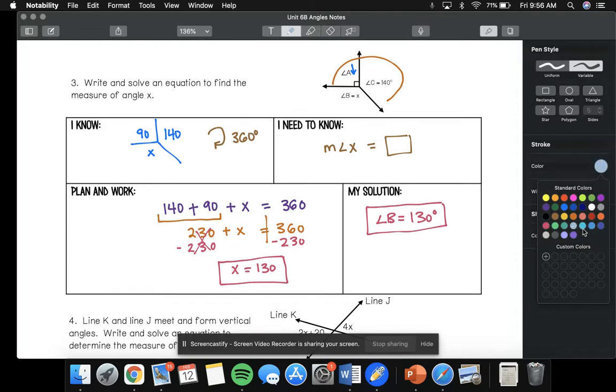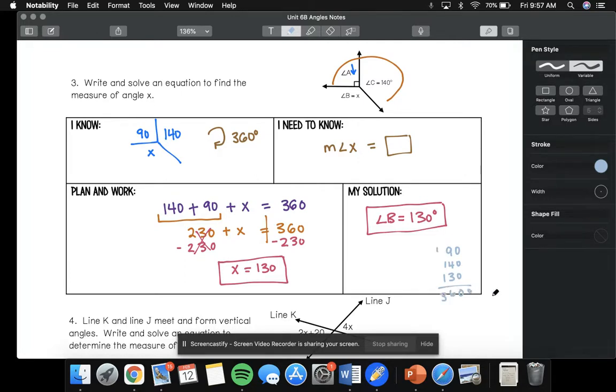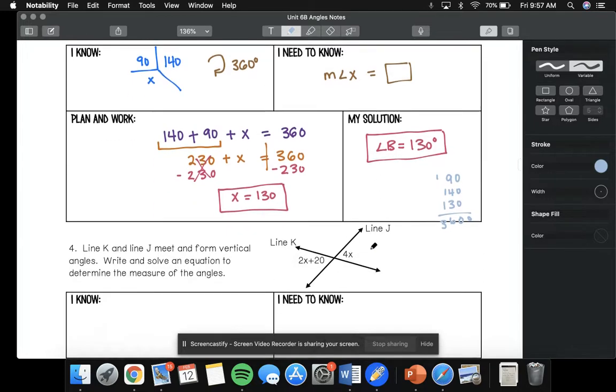Again, you can always self-check. If you have a 90-degree angle with 140 and the 130 that we just came up with, we would add that together and we would get 360 degrees. So we know that we are right.